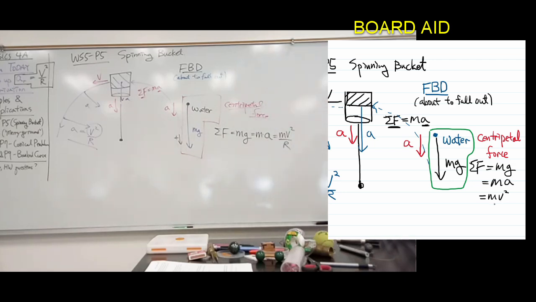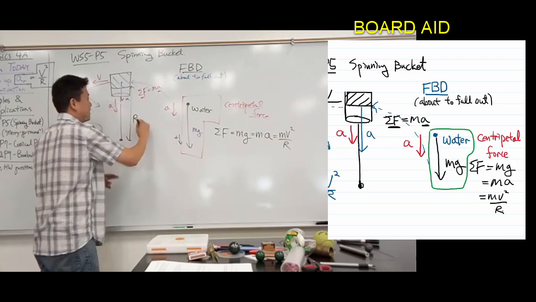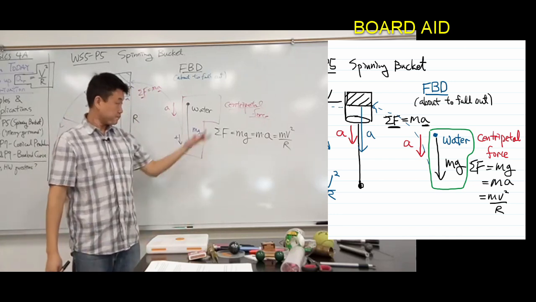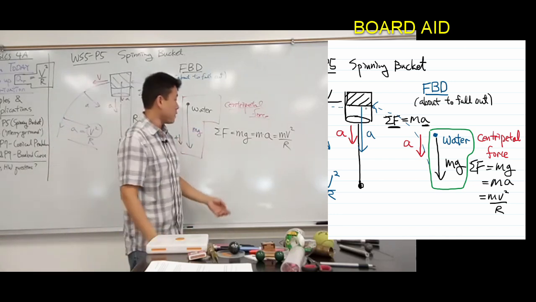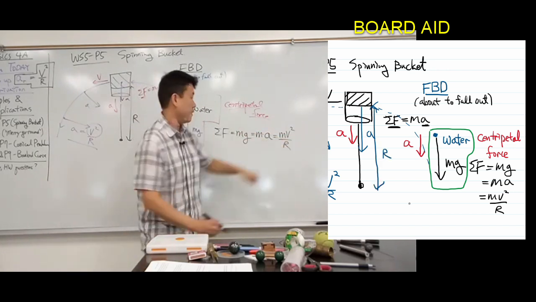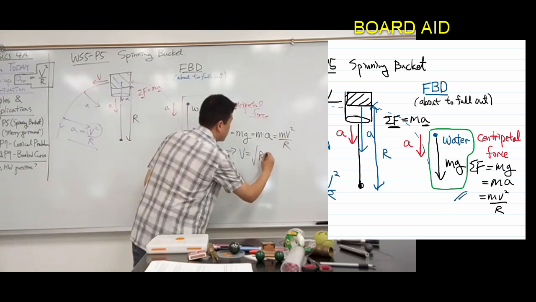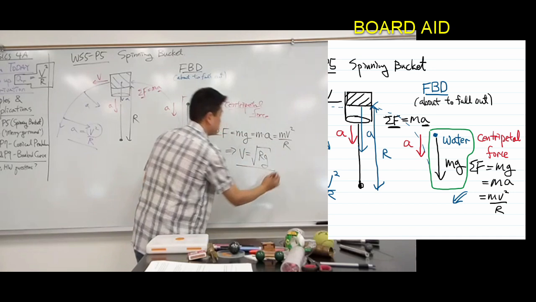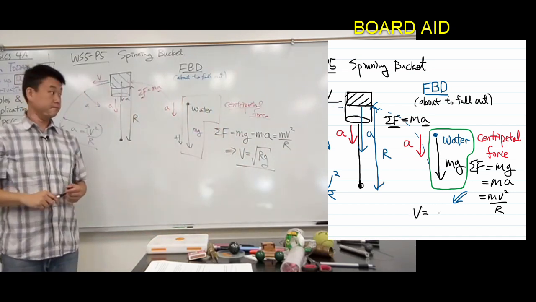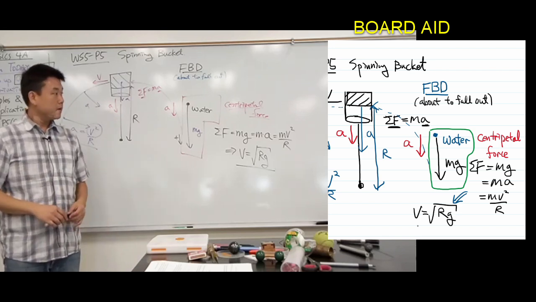They gave us r, right? Quantities needed. All right, one of the quantities we needed is the radius r. So yeah, masses cancel out, so I don't need to know the mass of the water. I can solve for v. And when I solve for v, I get v is equal to the square root of rg. Good? That's it. Pretty simple question.